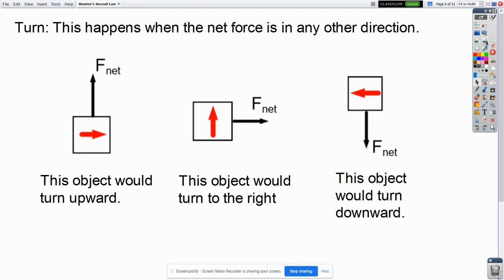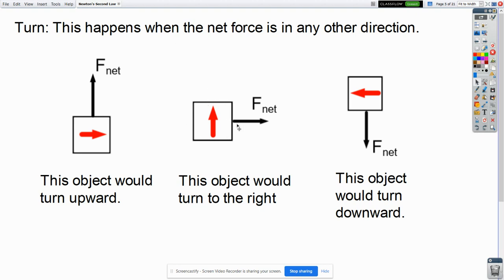If it's at an angle, then it's going to either speed up and turn or slow down and turn at the same time. Perpendicular, the only thing that would happen would be the object would turn. So if we look at this object here, it is moving to the right, but there is a net force that's being applied upward. This object would turn upward.